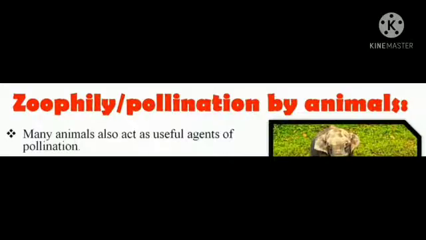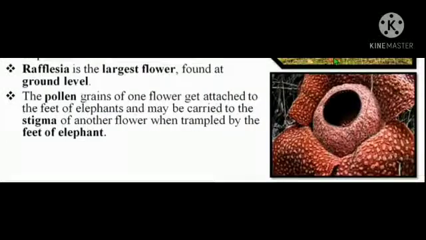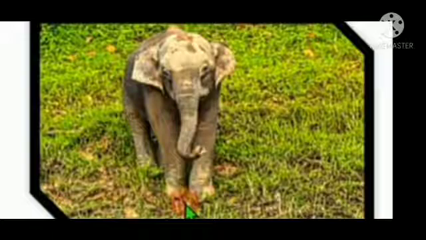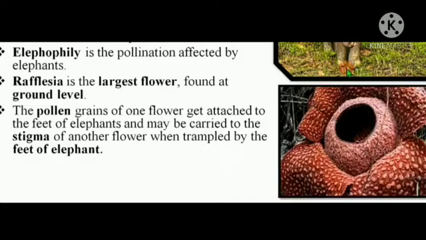Now next is your pollination by animals. Many animals also act as useful agents for pollination. For example, Rafflesia is the largest flower, which is found in Burma and Indonesia. They are pollinated by elephants. The flowers of Rafflesia are found on the ground and the pollen grains stick to the feet of elephants and are carried to the stigma of the other flowers, bringing about cross-pollination.